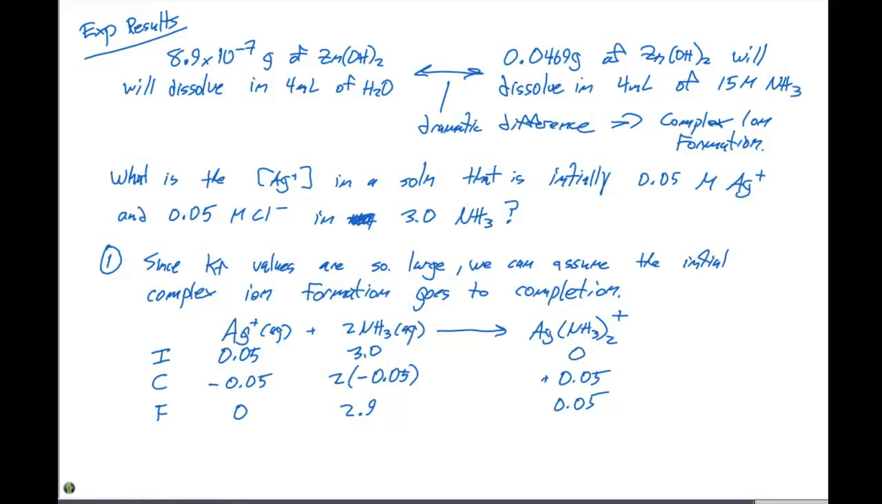So this assumption right here is based on the fact that everything is going to form. We have a really, really high value for K. That tells us that this reaction is going to favor the products. So it's going to go forward, but it doesn't go forward 100%. There's going to be an equilibrium established there. So we need to take these concentrations right here and set up an equilibrium, or look at the dissociation of this complex ion in solution. So that's going to be our second step.